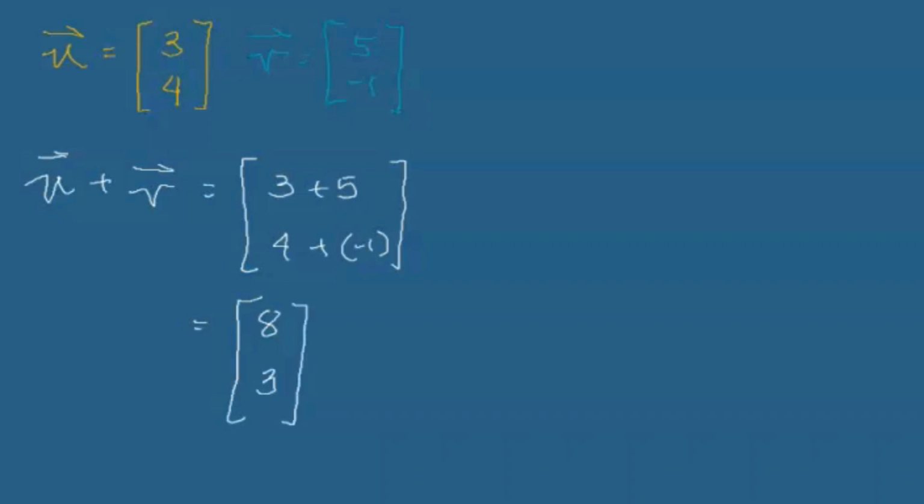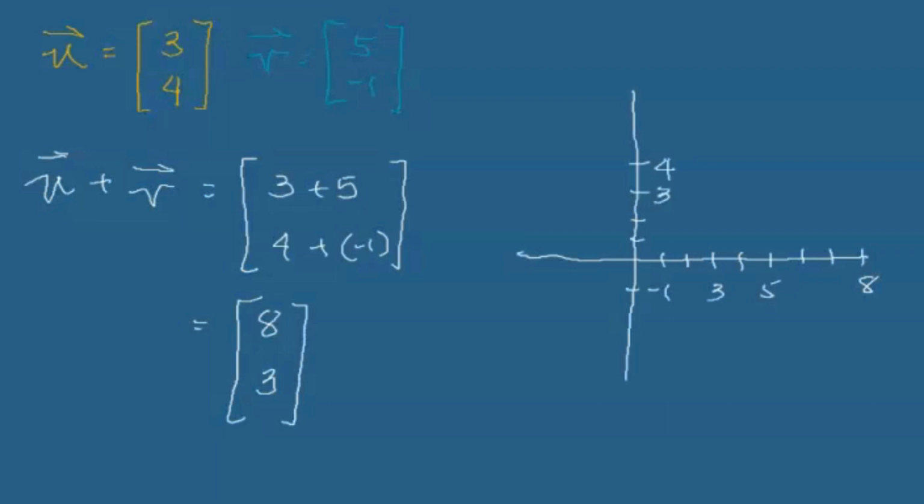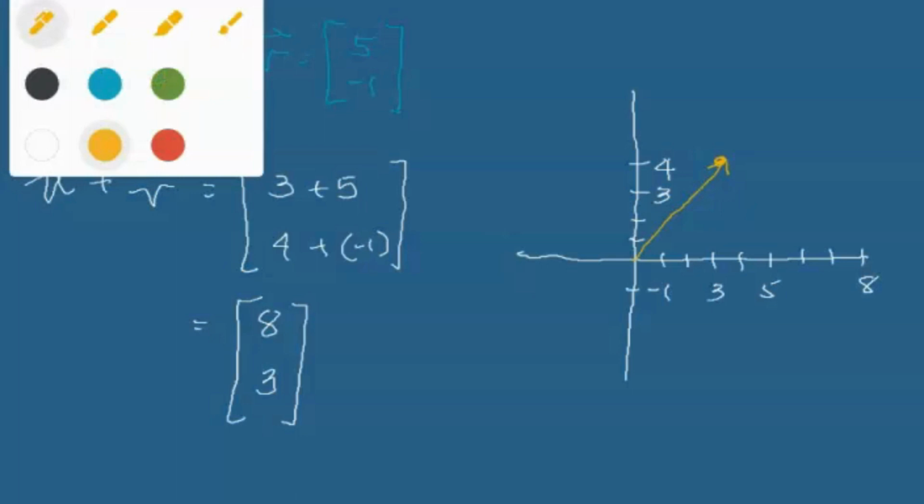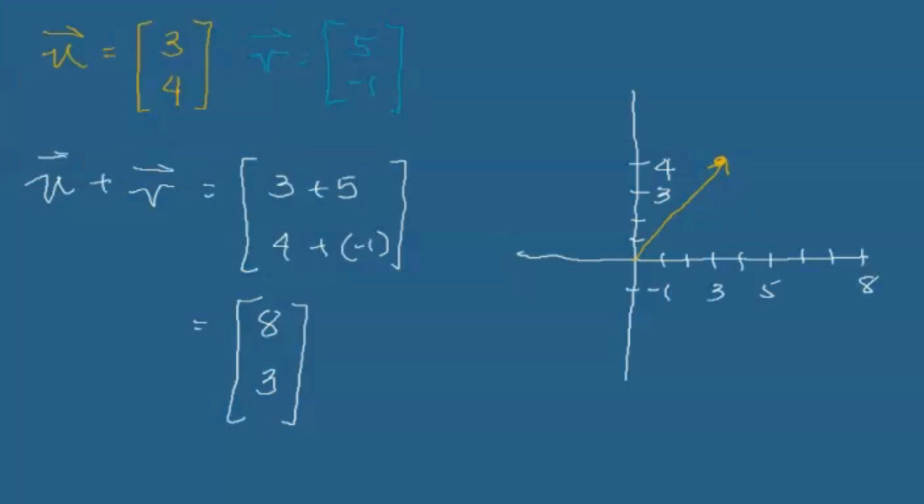Okay, let's graph this. So let's graph first vector u with 3 and 4 components. So the initial point to the endpoint. So this is vector u. And then we have vector v at 5, negative 1. So 5, negative 1. So that's that.